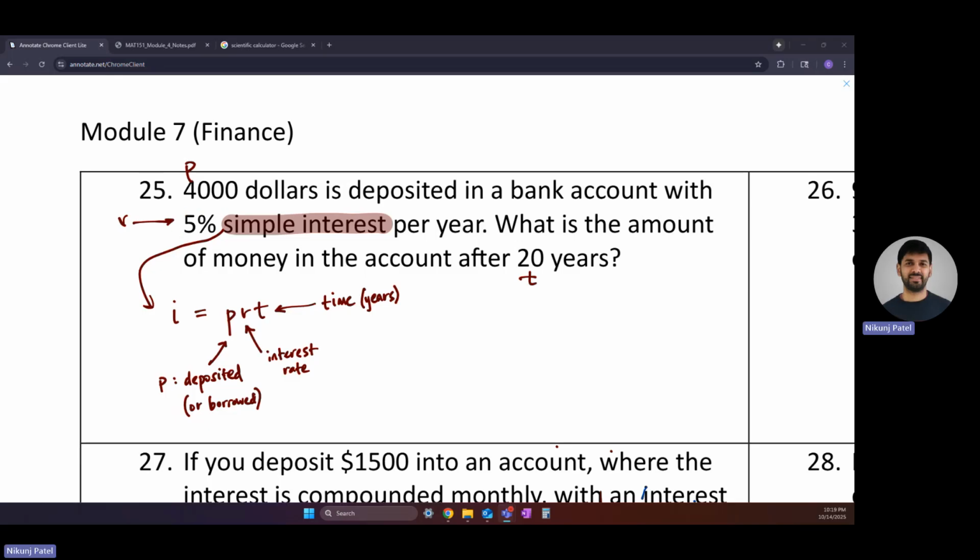So it's a simple formula. All we need to do is plug in our values. So we have I equals P, which was how much we deposited, 4,000. I'm going to multiply that times the interest rate. Now, the only extra step with the interest rate is to take the percentage and convert it to a decimal. 5% out of 100% turns into 0.05. And then we multiply it times T, or the years.